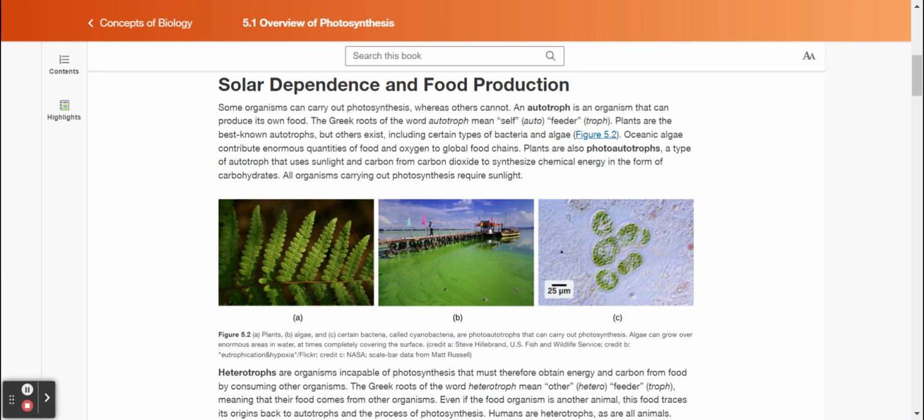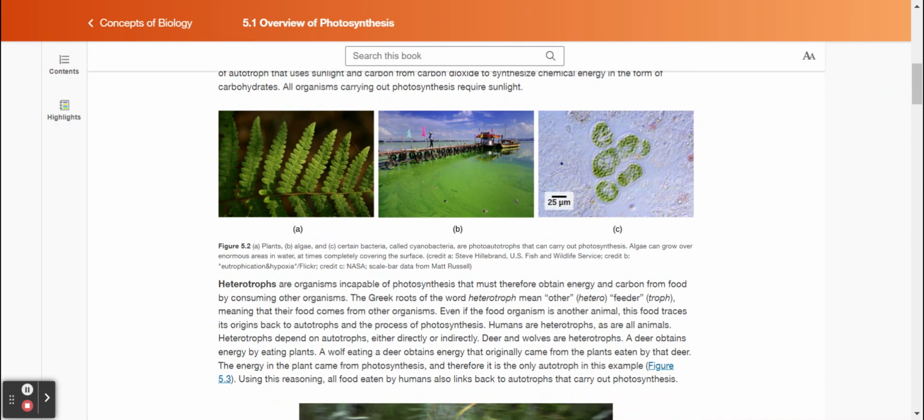Plants are also photoautotrophs, a type of autotroph that uses sunlight and carbon from carbon dioxide to synthesize chemical energy in the form of carbohydrates. All organisms carrying out photosynthesis require sunlight. Figure 5.2. A. Plants, B. Algae, and C. Certain bacteria, called cyanobacteria, are photoautotrophs that can carry out photosynthesis. Algae can grow over enormous areas in water, at times completely covering the surface.